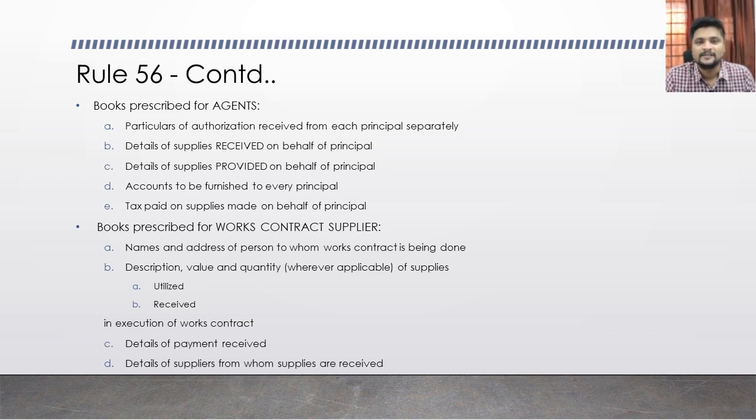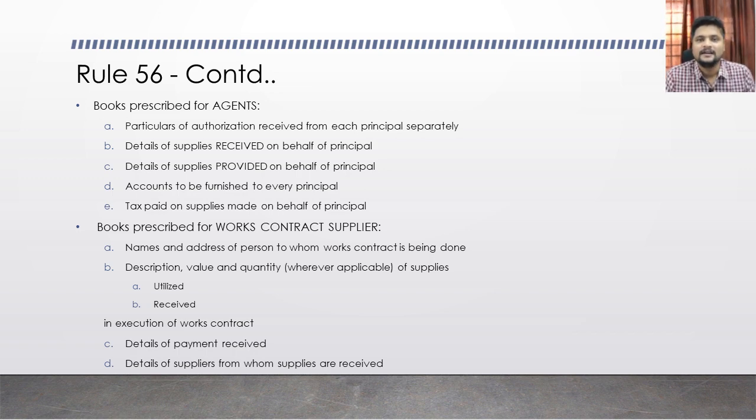Then what we are going to discuss now is books or documents that are prescribed for a works contractor. We already know who is called a works contractor. These are the documents or books prescribed for a person who is providing works contract service. The documents are the names and addresses of the persons to whom works contracts are done. The details of the person to whom the works contract service is provided is nothing but the customer to whom the service of works contract is provided by the taxpayer.